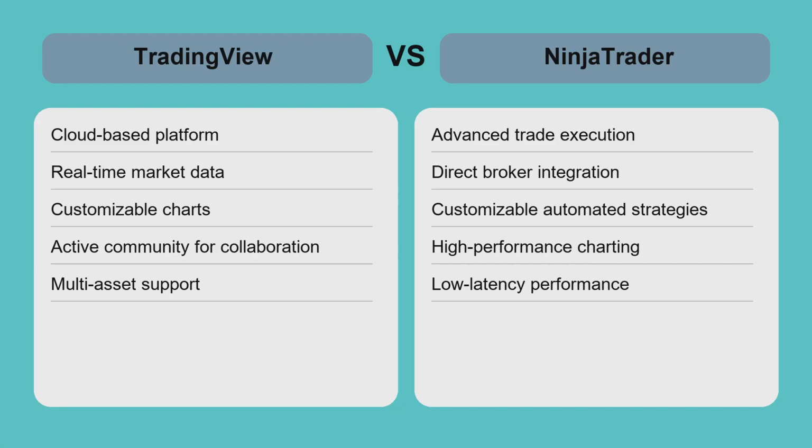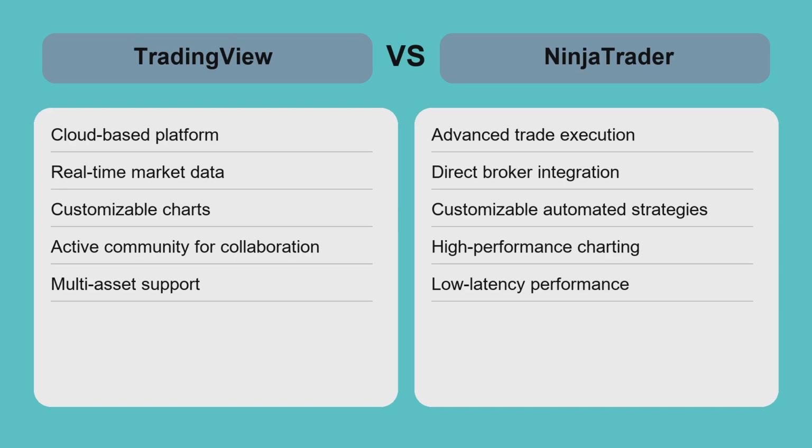TradingView and NinjaTrader serve different trader needs. TradingView excels in accessibility, social trading, and multi-asset charting from any device, making it perfect for analysis and idea sharing. In contrast, NinjaTrader offers superior trade execution and automation capabilities, ideal for active and professional traders who rely on complex strategies and direct broker connectivity. The trade-off involves ease of use versus execution power.